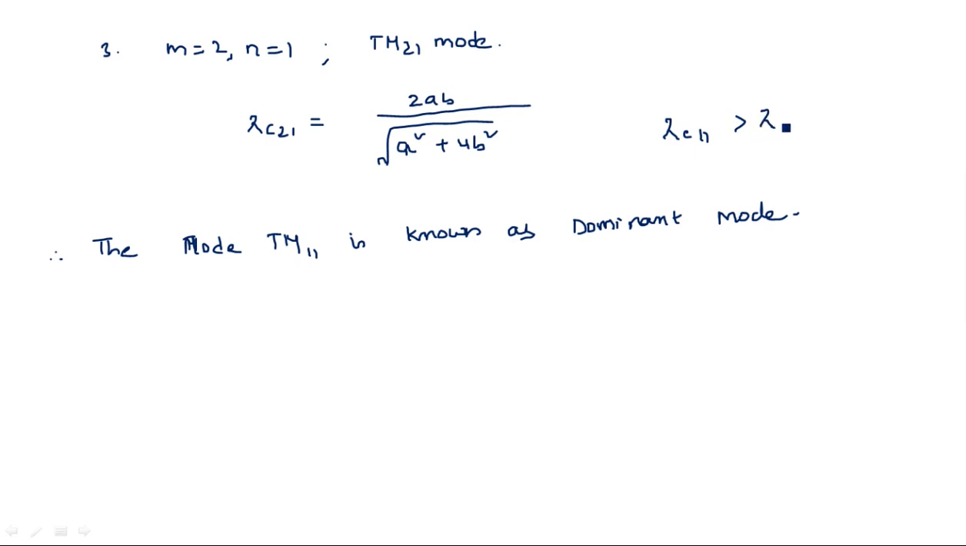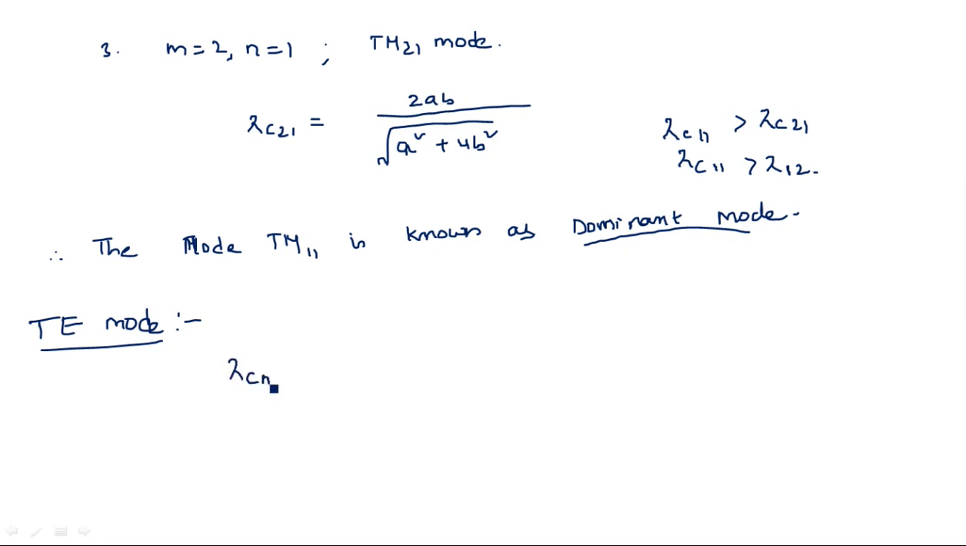If you have any doubt, you can also just substitute any random values and get the values of lambda c 2 1, and similarly lambda c 1 1 is greater than lambda c 1 2. You can go for any type of calculation after 1 1, and you will get only a lesser value. That's why lambda c 1 1 is the dominant mode in the case of TM 1 1. And similarly for TE waves, that is, the TE mode.